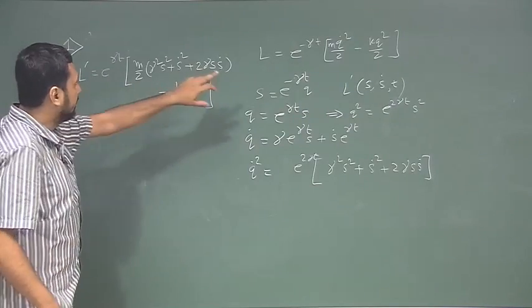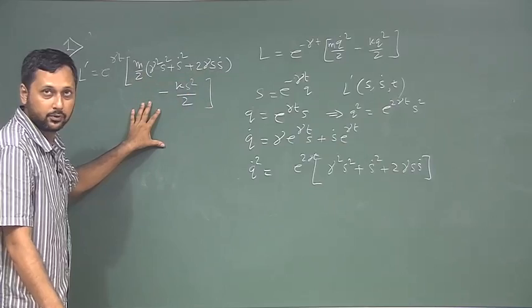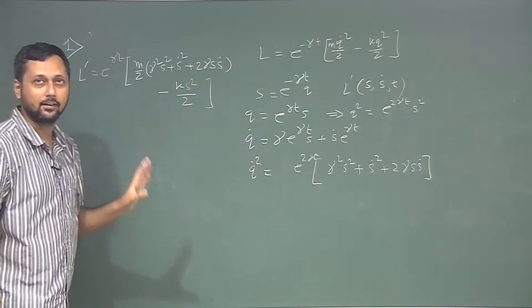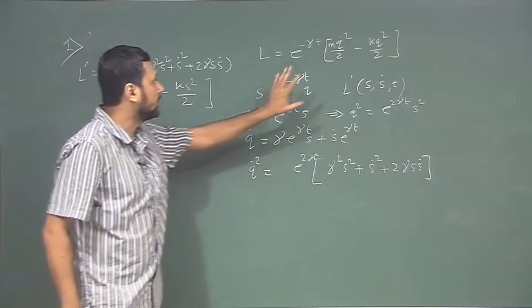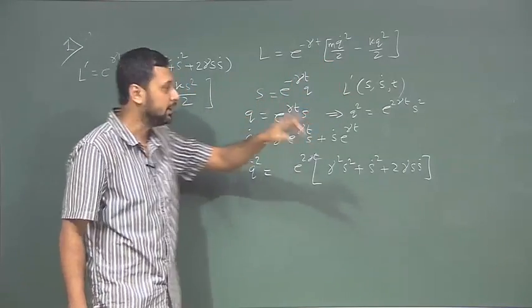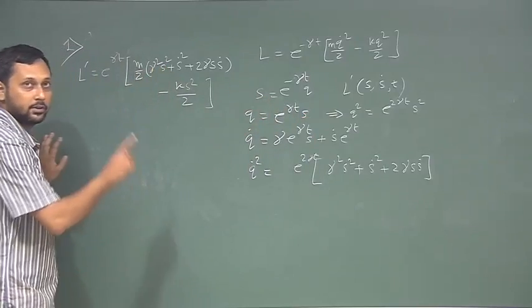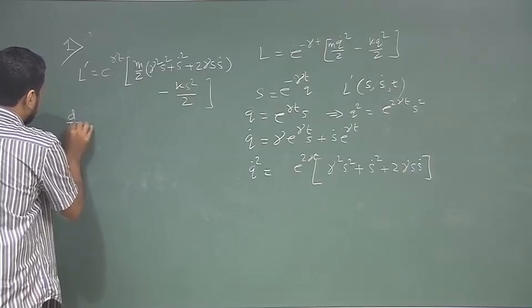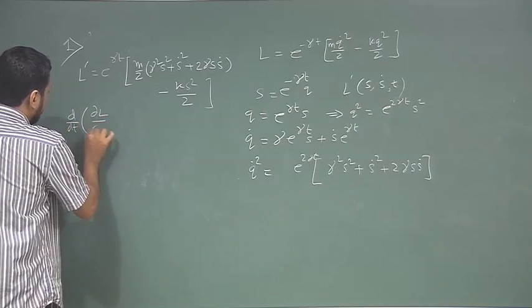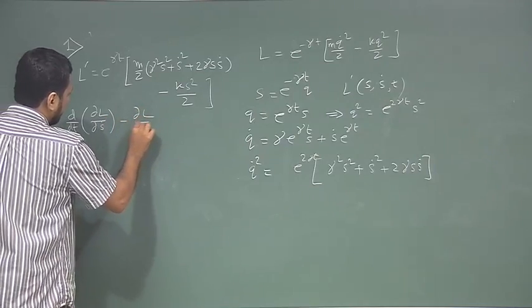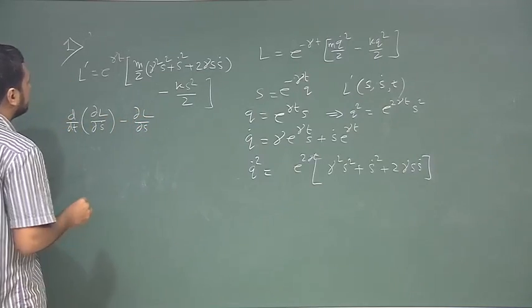So, you see L and L prime have different forms in a point transformation, but both of them are equally valid Lagrangians. What you can do, as I said, is calculate the equation of motion from here, and we are going to calculate the equation of motion from this one. So, the second part is we have to do d dt of del L del S dot minus del L del S.